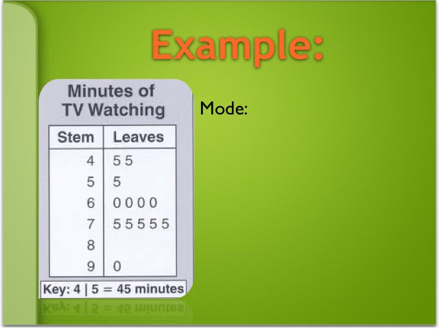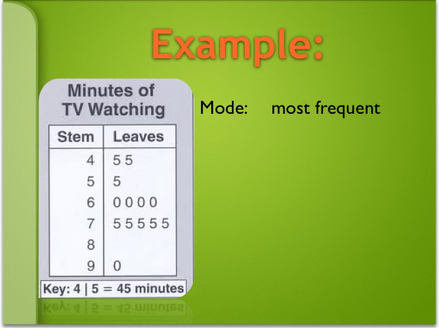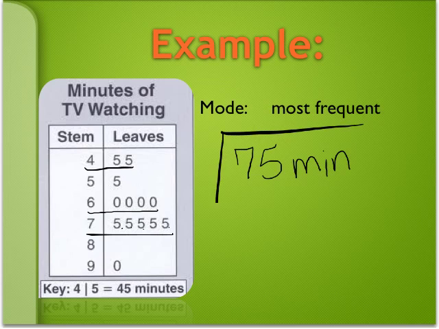All right, next we're going to find the mode. Remember that mode is just what happens most frequent. Which one occurs the most? Well, here I have 45 2 times. I have 60 4 times. But I have 75 1, 2, 3, 4, 5 times. So it occurs the most frequent. So 75 minutes is the mode.